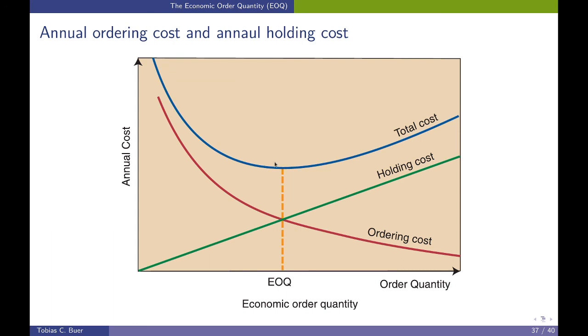And you see the minimum of the blue total cost line is exactly on the position where the annual holding costs and the annual ordering costs are equal. And this is here indicated by the dashed orange line. And this is our economic order quantity where the total costs are minimum. And of course, from basic calculus, you know how to calculate the minimum total cost.